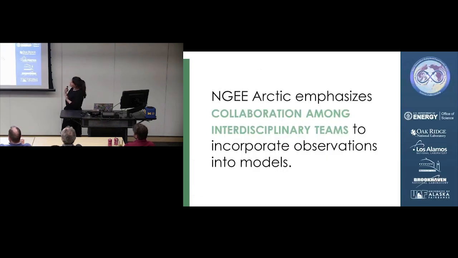And so as I mentioned, NGEE Arctic emphasizes collaboration among these interdisciplinary teams to incorporate observations into models, and we have lots of partners. And again, we're funded by the Department of Energy's Office of Science. I like to tell students that the Office of Science is one of the biggest funders of basic science research in the country, and we don't have cool NASA shirts, but I feel like we should sometimes because it's important to support a lot of the basic science activities that are happening, including for some folks in the room.